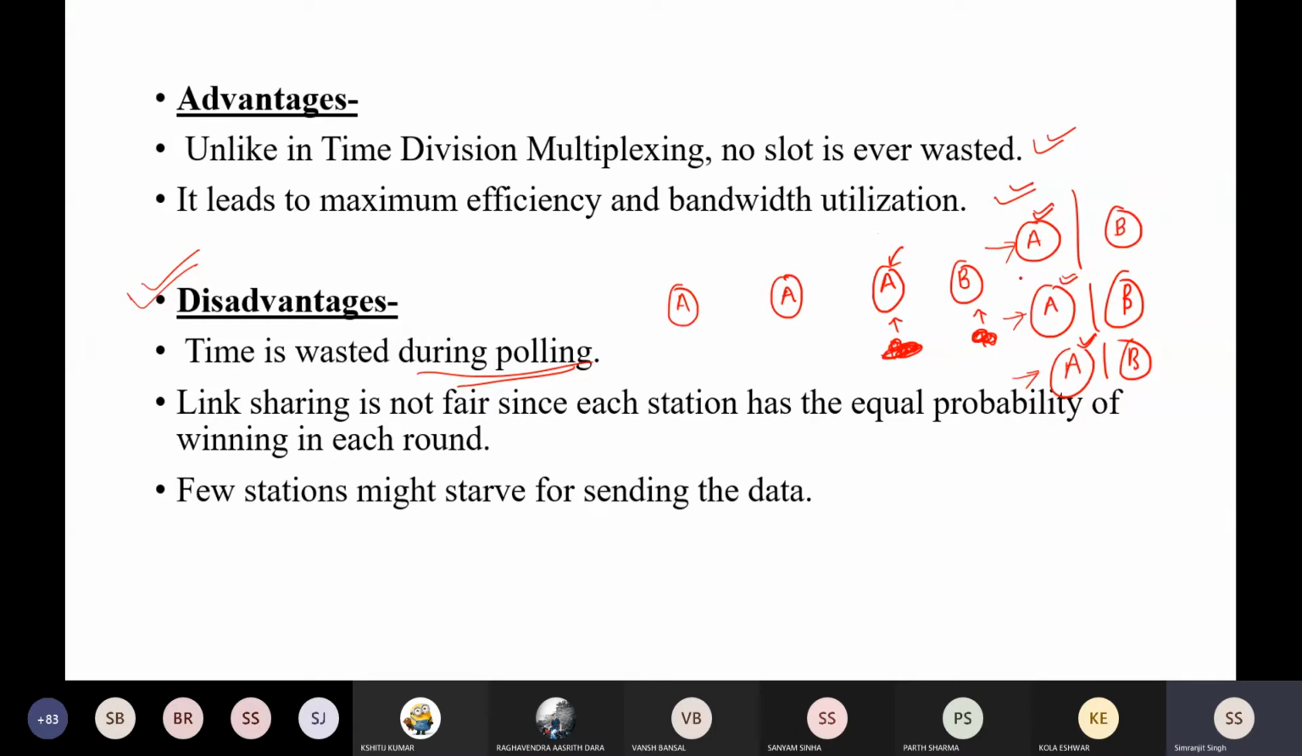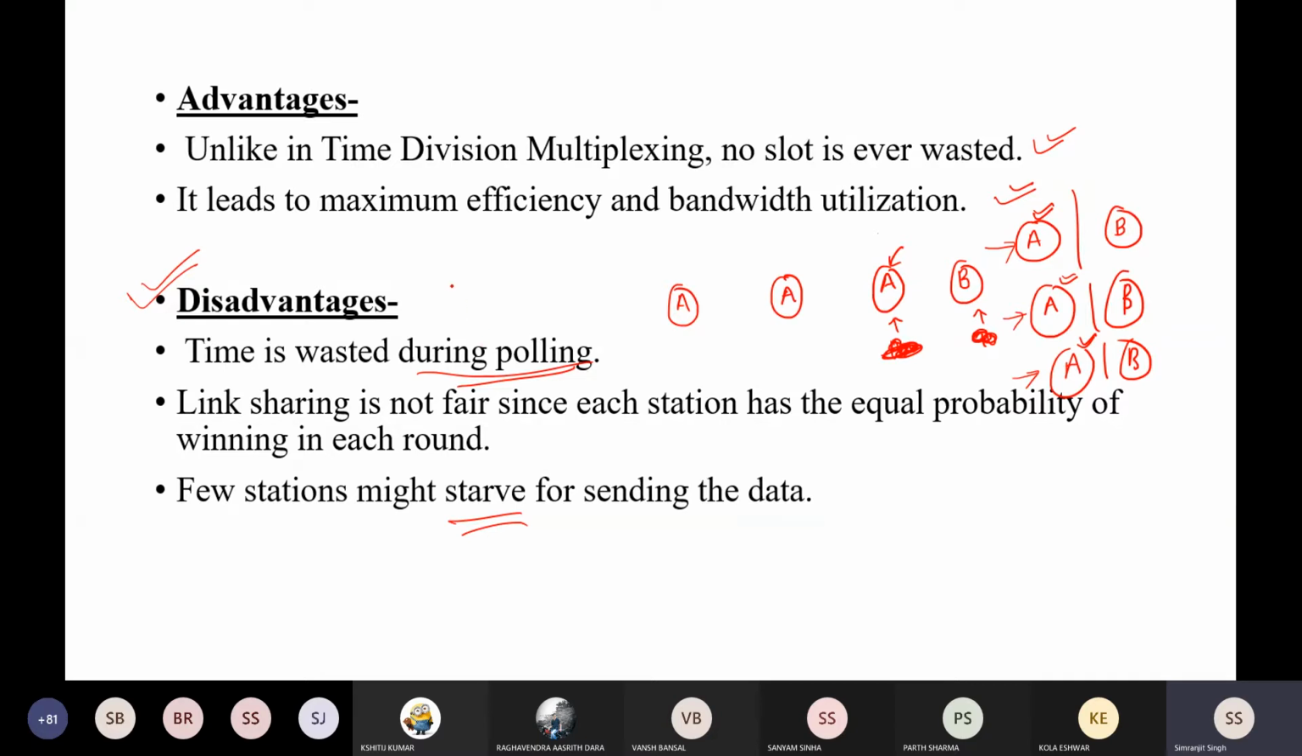Okay, so this can happen. That is why it's saying that link sharing is not fair. A few stations might starve. Starve means it will never get a packet if the number of stations is very large, like 100 or 200 stations in a LAN. So some of the stations might never get a chance to transmit anything. That is the main disadvantage.